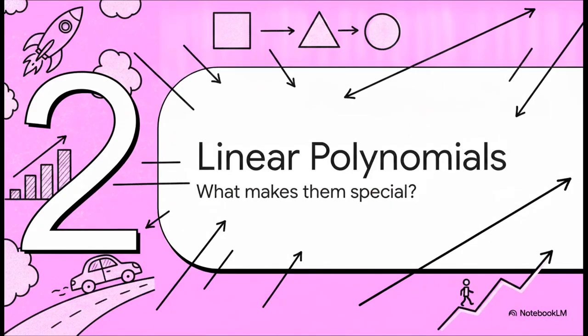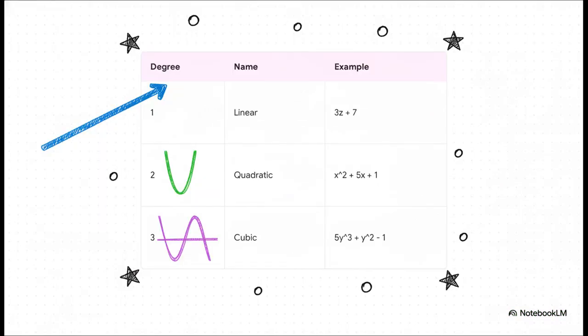Section 2. Defining the linear polynomial. Let's zoom out a bit and figure out what makes the specific polynomials we're studying today so special. Polynomials are basically grouped by their degree, which is just the highest power or exponent of the variable in the expression. If you've got an expression with a squared term, it forms this swooping parabolic quadratic curve. If the highest power is a 3, it builds a more twisty cubic wave. But today, our laser focus is purely on the degree 1 category, the linear polynomial.